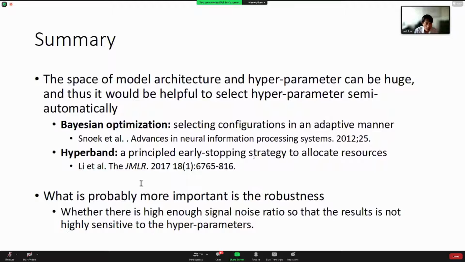But I think at the beginning, for many new problems, like many omics problems, where people may not have applied deep learning, the first step is really to ask: is there enough signal-to-noise ratio? Are we finding anything from the neural network? Is it really doing better than the standard approach? The lesson I want to emphasize here is that there should be a high enough signal-to-noise ratio, so the result is not highly sensitive to the hyperparameters.